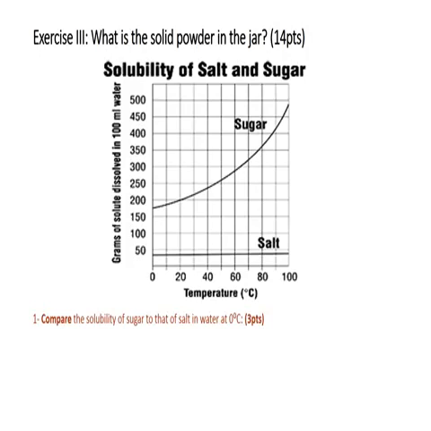Compare the solubility of sugar to that of salt in water at 0 degrees Celsius. This is the first part. If you see, at 0 degrees Celsius, the solubility of sugar is about 175 grams dissolved in 100 milliliter of water, using the shown unit, while that of salt is about 30 grams of solute dissolved in 100 milliliter of water. Let us see the comparison.